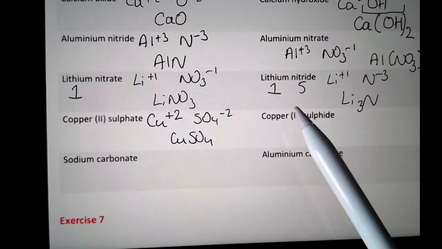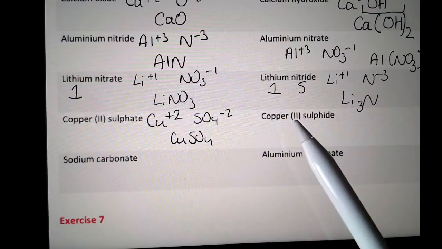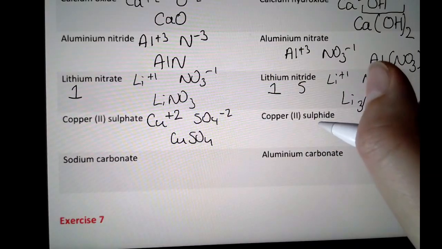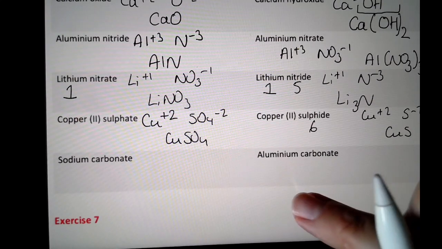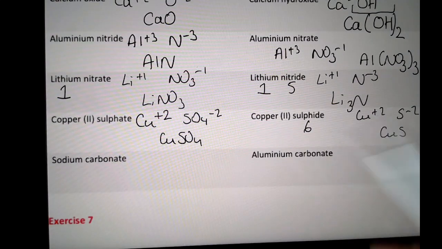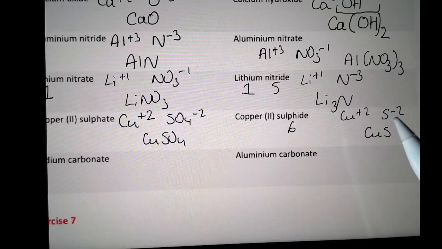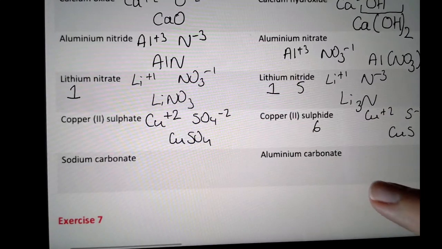Copper, again, you can work out the formula using the Roman numerals. And then sulfide, sulfur is in group 6. So what charge will it have? Work out the formula of the ion and then work out the formula of copper 2 sulfide. So copper, again, 2 in Roman numerals, it's Cu 2+. Sulfide, in group 6, 2- charge, +2 and -2 cancel, you get CuS.